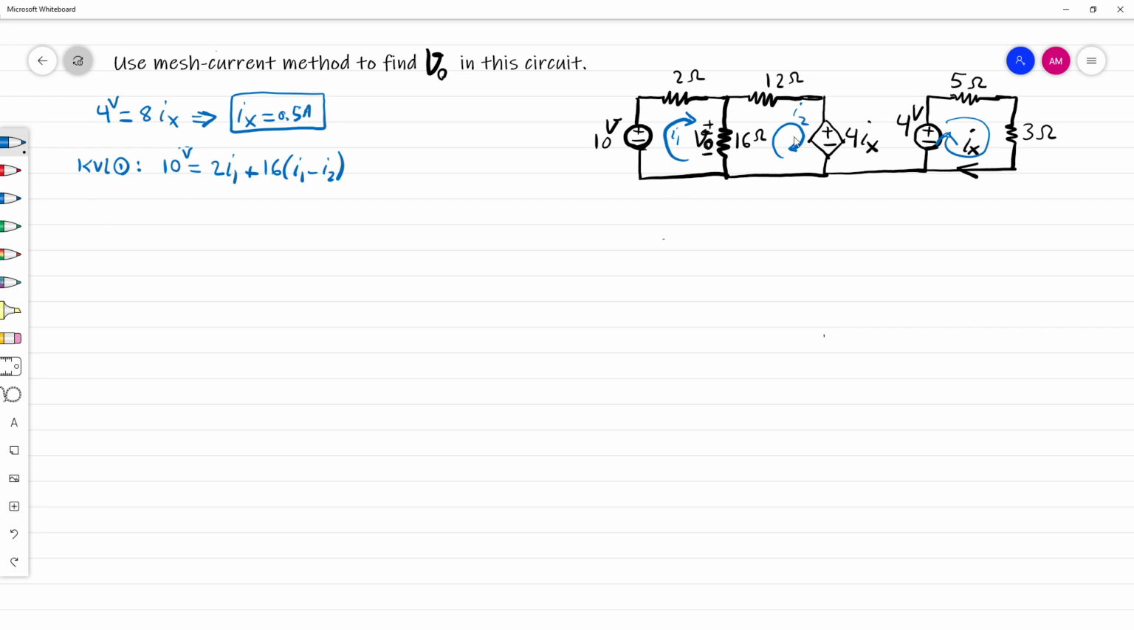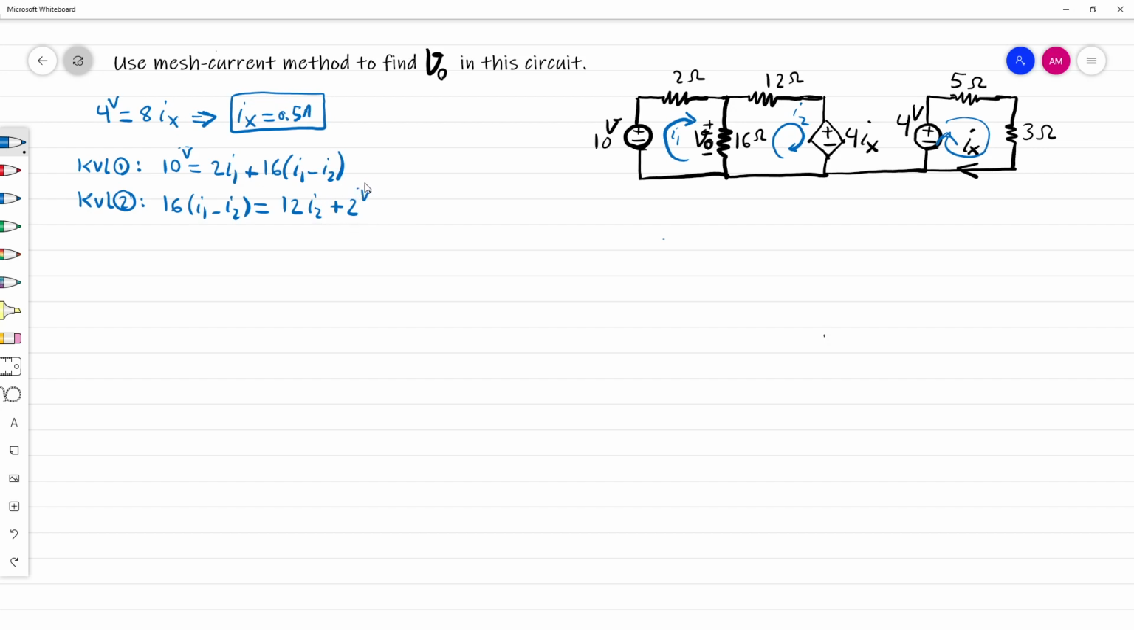We also have KVL2 that we can write. For KVL2, we have V out, which is again 16 times I1 minus I2, is equal to 12 times I2 plus the value of this voltage that current I2 is flowing through. So it would be 4 times Ix, and Ix is half an amp, so it would be 2 volt.